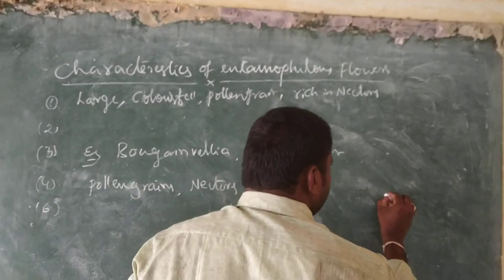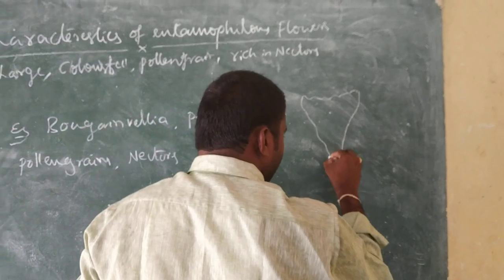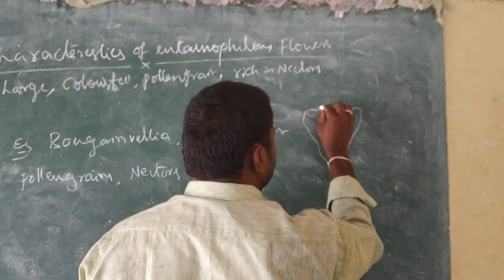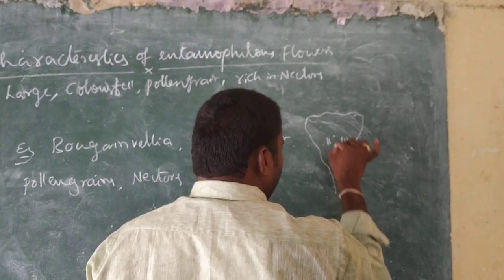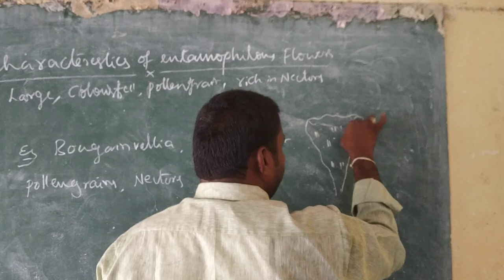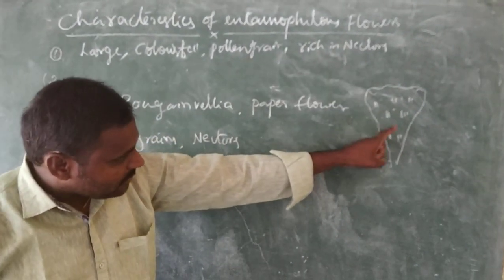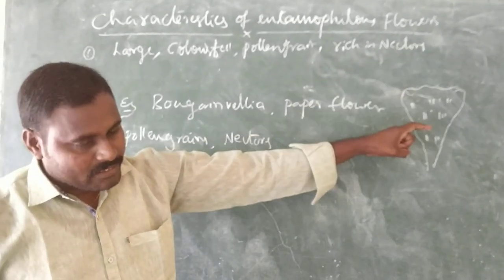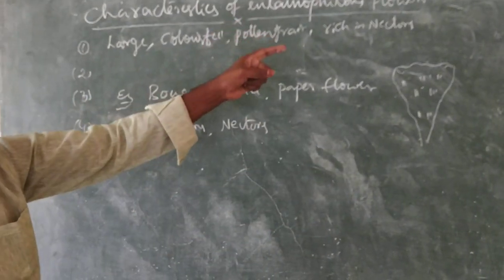See, this is one petal of hibiscus. If you observe it, you may find scars like these on the petal of hibiscus. So these scars are nothing but nectar guiders, or pollen guiders.